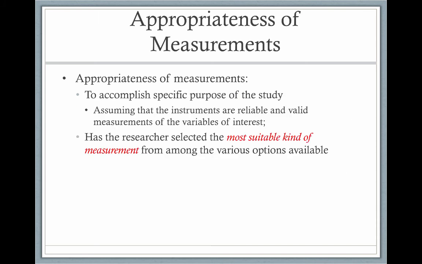The appropriateness of measurements. To accomplish a specific purpose of a study, assuming that the instruments are reliable and valid measurements of the variables of interest, has the researcher selected the most suitable kinds of measurements from among the various options available? Were the measurements chosen for what the researcher wanted to look at appropriate?